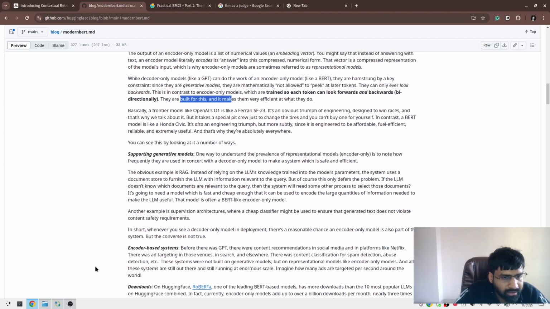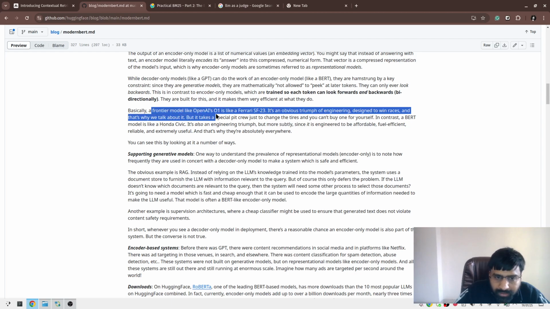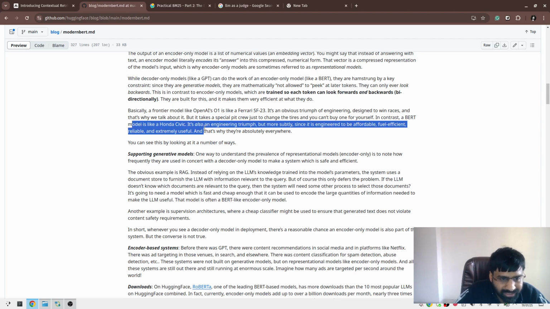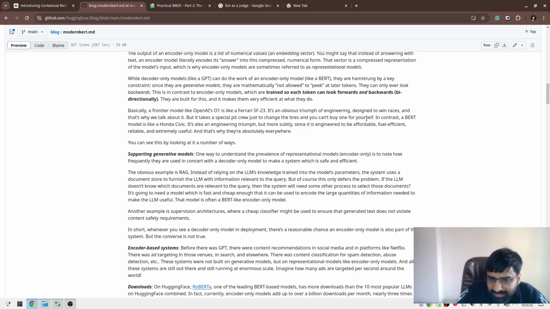Okay? Basically, a frontier model like OpenAI's is like a Ferrari F23, an obvious triumph of engineering designed to win races, but it takes a special pit crew to change the tires. You can't just buy one yourself. In contrast, a BERT model is like a Honda Civic, which is also an engineering triumph, but more subtly, since it is engineered to be affordable, fuel efficient, and so on.